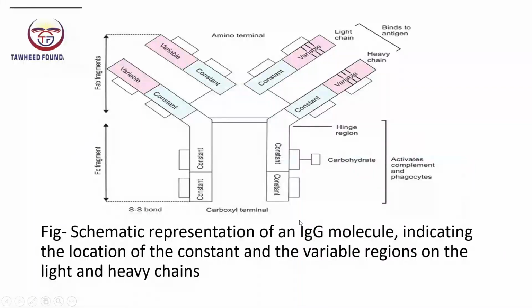So here the diagram shows IgG, Y-shaped. As you can see, it is a Y-shaped molecule. The variable region, the tips of the Y, binds antigens. The constant region, Fc, mediates effector functions. Heavy chains are 50 kDa each, light chains 25 kDa each. Important dual role: antigen binding plus immune system activation. This diagram is important for exam purposes.